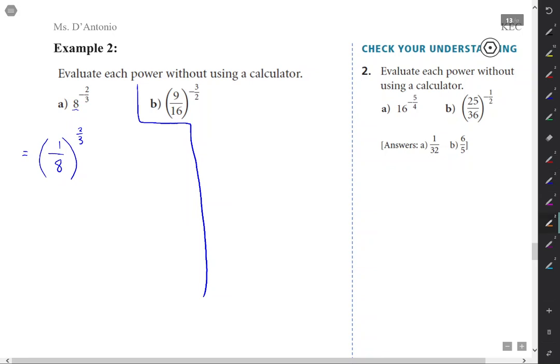Okay, then I'll write the little step over here. So the first thing, number 1, write with positive exponent. And the second thing we're going to do is apply that to the numerator and the denominator like we were doing before. So we have 1 to the power of 2 over 3 over 8 to the power of 2 over 3.